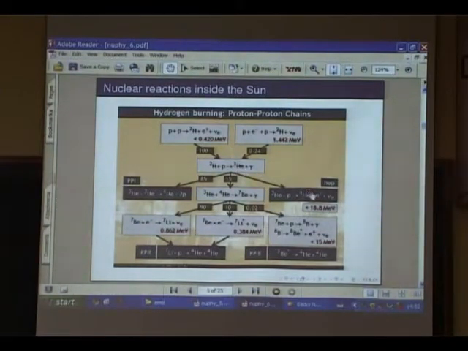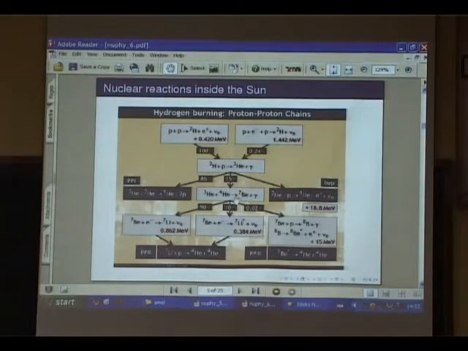A small fraction of times you get what are called HEP neutrinos. HEP simply means helium and proton. Here you get electron neutrinos with energies less than 18.8 MeV, so rather high energy. 15% of times, actually, you get beryllium, plus again a gamma, which we don't see.